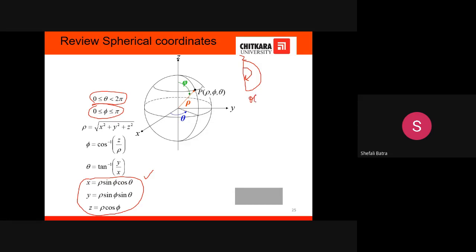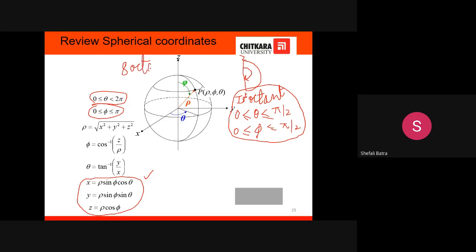And for the first octant, we can divide the sphere into 8 octants, and for the first octant you will keep in your mind that theta is varying from 0 to pi by 2 and phi is also varying from 0 to pi by 2, right? Keep this in mind whenever you are finding the volume of a sphere. You can find the volume of one octant and then multiply it by 8, as there are 8 octants in one sphere.